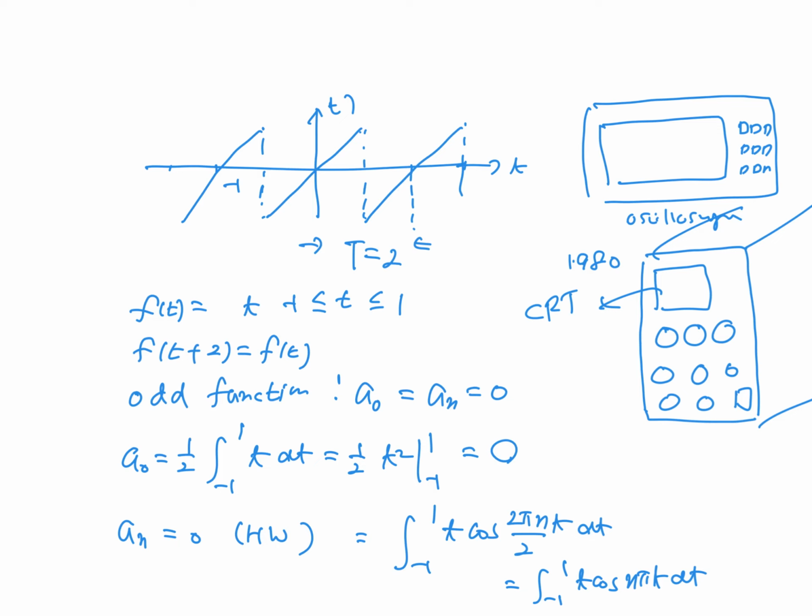So let's focus on Bn, which is non-zero, for sine n pi t, right? Bn is actually the integral from minus 1 to 1 of t sine n pi t dt. And normally you have to integrate by parts, and you obtain another form, and then you do it again. So you have to do it twice. But I will give you a simple formula.